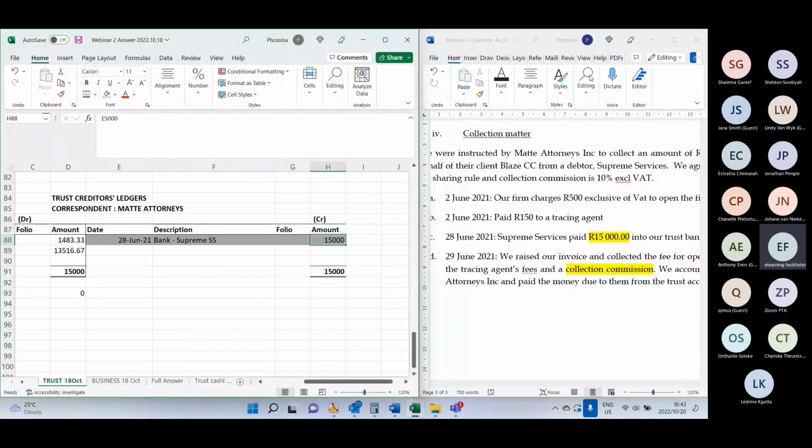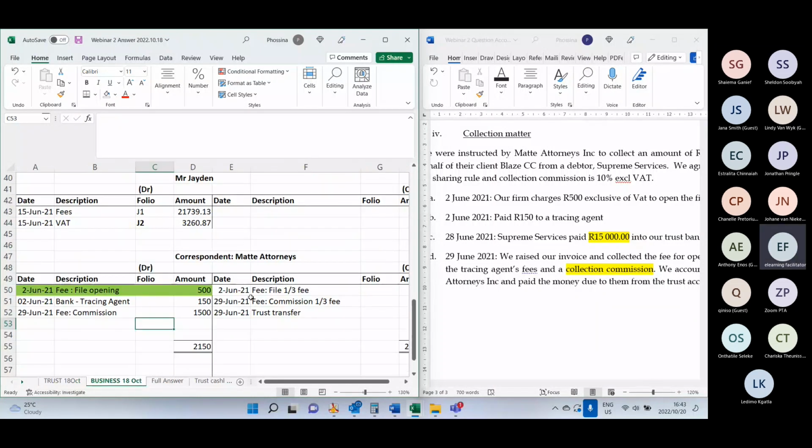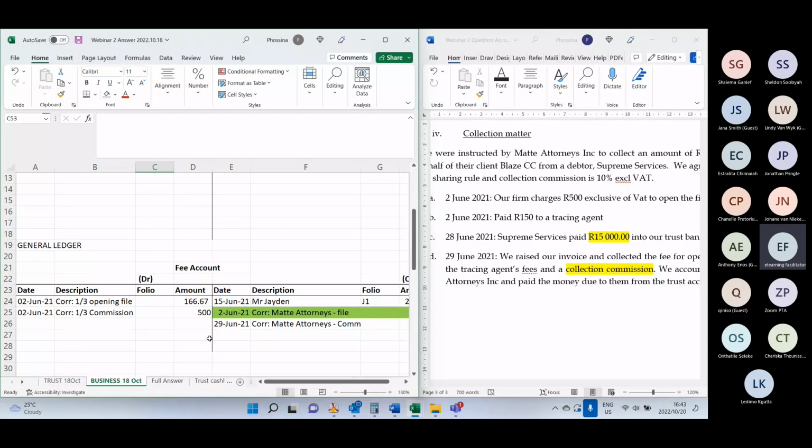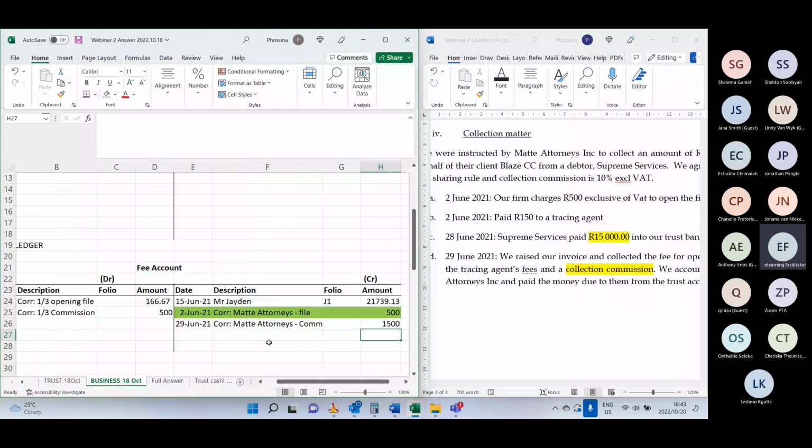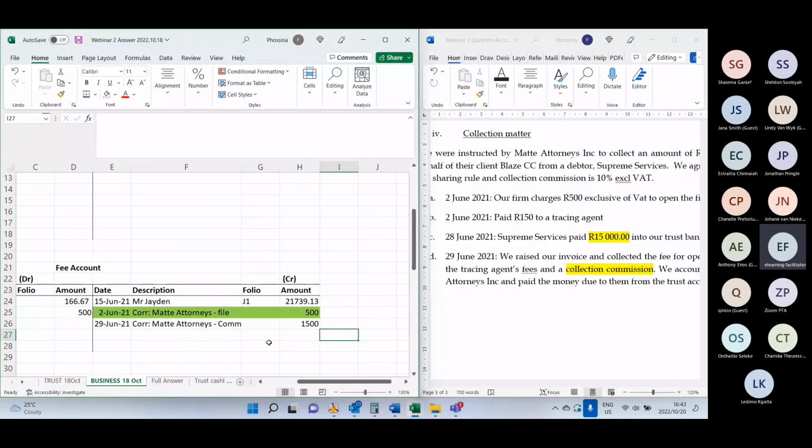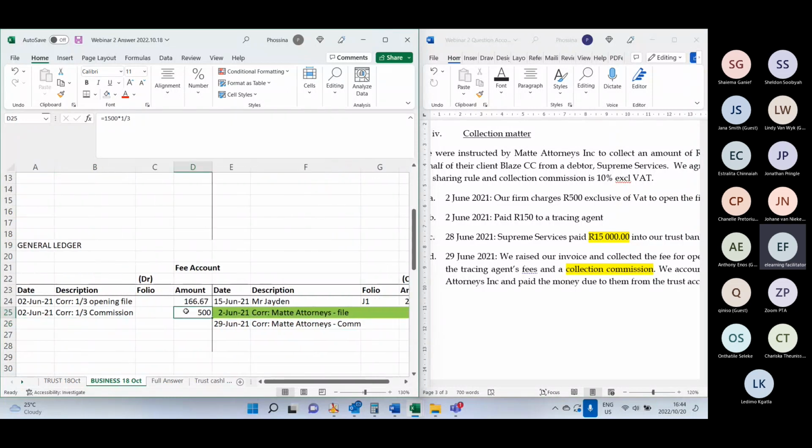Okay, and then we are told we can raise our invoice, we can collect the fees and close the files. Okay, so we've got collection commission. Our collection commission, it's a fee. We go to our fee account. Some people call it a commission, so they want to record it in its own commission account. You can do that, award marks, but it's not really necessary to separate. And then the collection, it's 10% of what we've collected, which is 15,000. And because we are sharing, we reduce what is due to us. So our fees is not the full amount, we reduce by a third on the debit side.